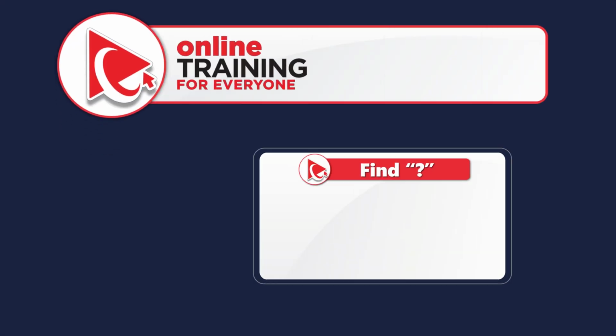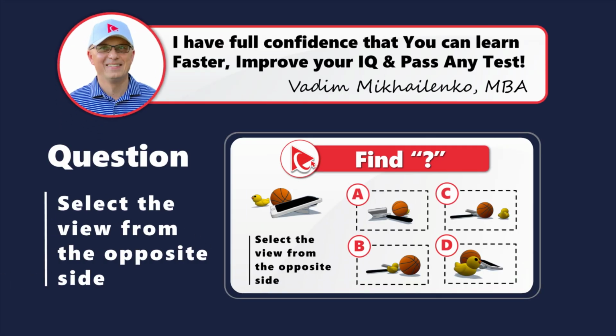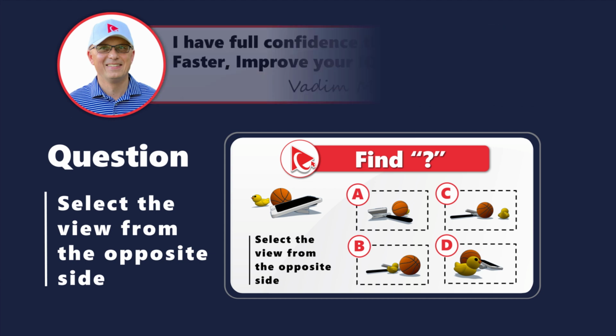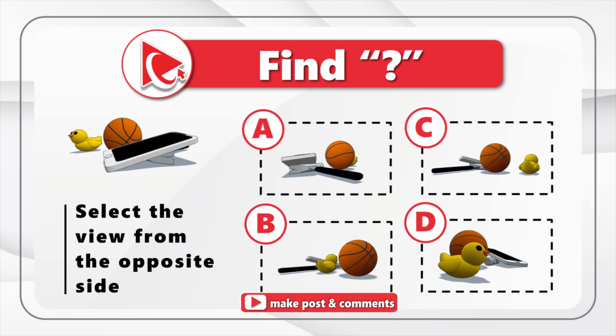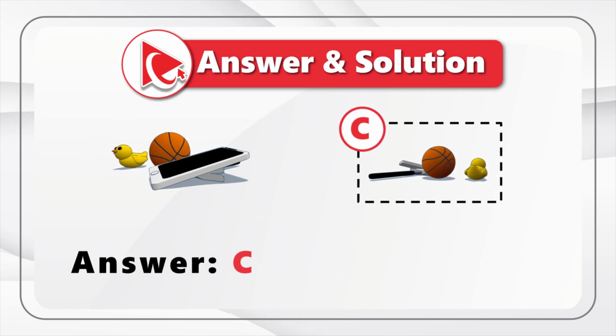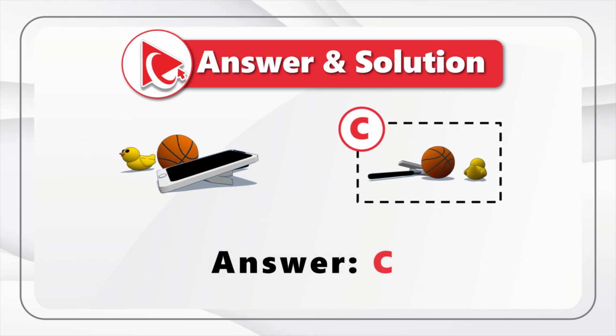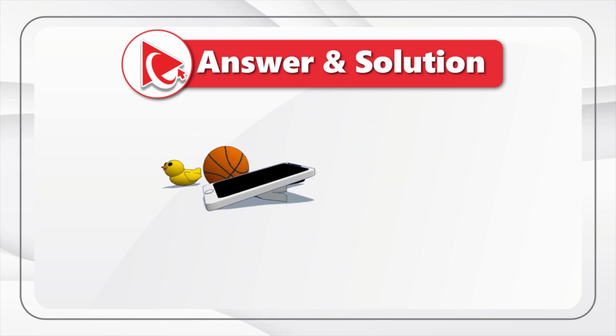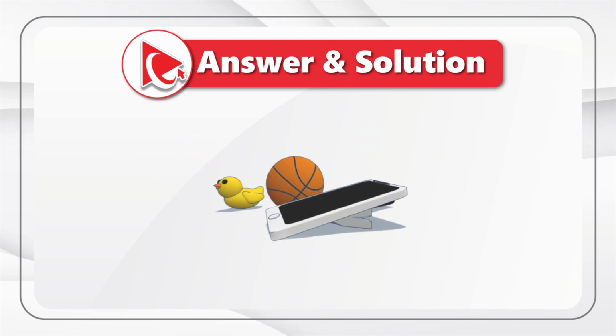Are you ready? Because I'm moving forward to share with you my version of the answer. And if you have a better way to solve it, obviously please make sure to post in comments. If your answer to this question was choice C, you answered it correctly. There are 4 objects on the original 3-dimensional image. We have a duck, we have a basketball, we have a smartphone, and we have a hammer, which is barely noticeable on the original picture.